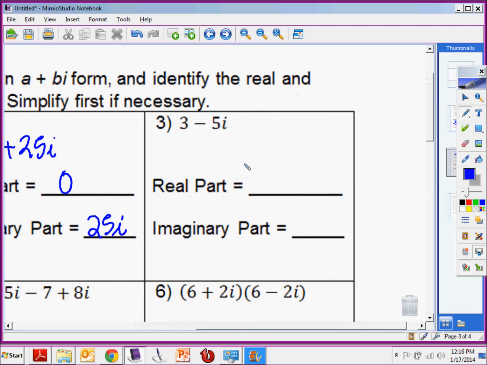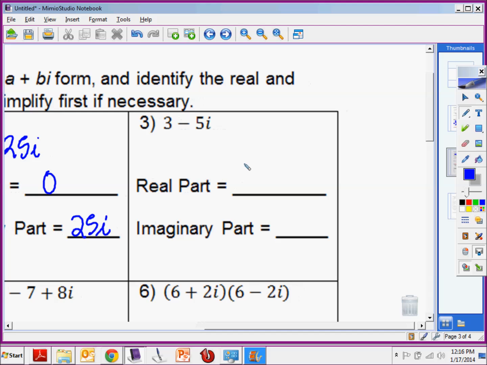Do I have to do anything to this one? No. So I just have to identify the parts. What's my real part? 3. What's my imaginary? Negative 5i. Thought I was going to get you, but you said the negative.